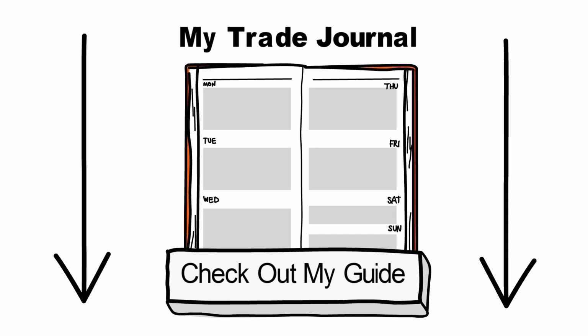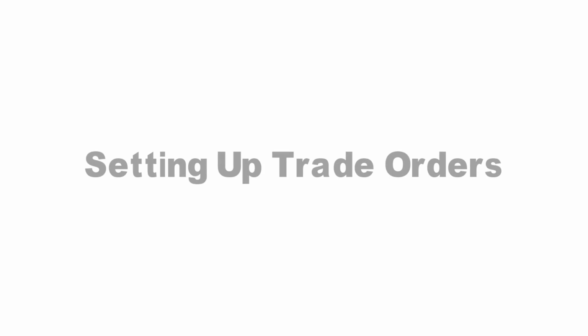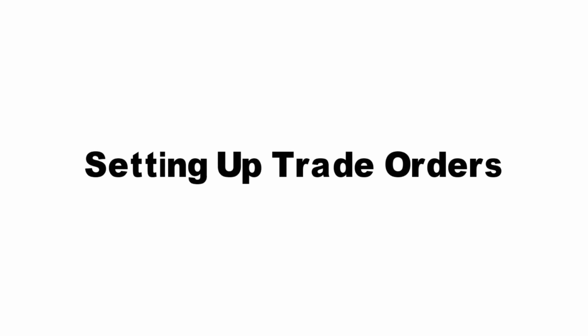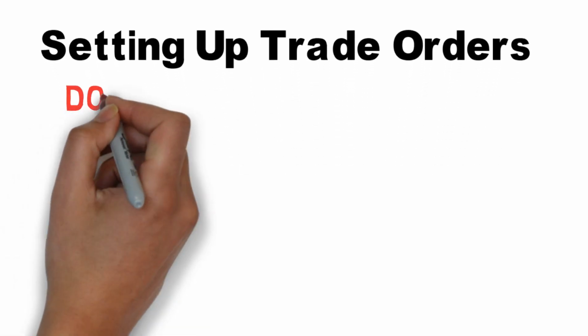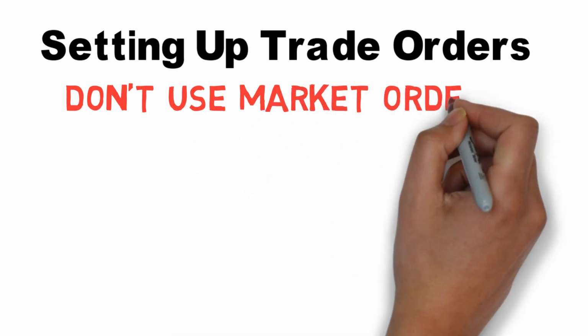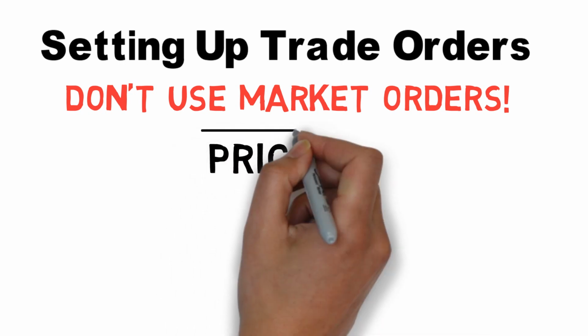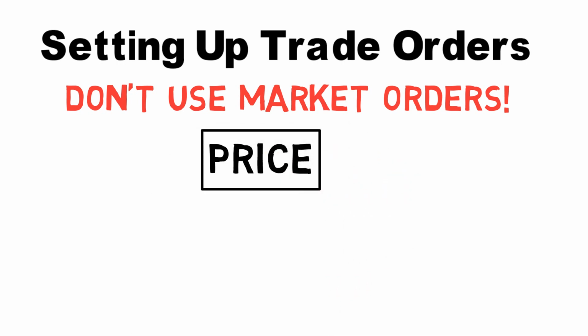With that being said, let us now look at how to set up the best possible trade order. Even though setting up an order might seem like an easy task, there still are many things that you can do wrong. For example, the biggest mistake that many traders make is using market orders. A market order gives you the next available price. This will get you filled very fast, but more often than not, the price will be bad.